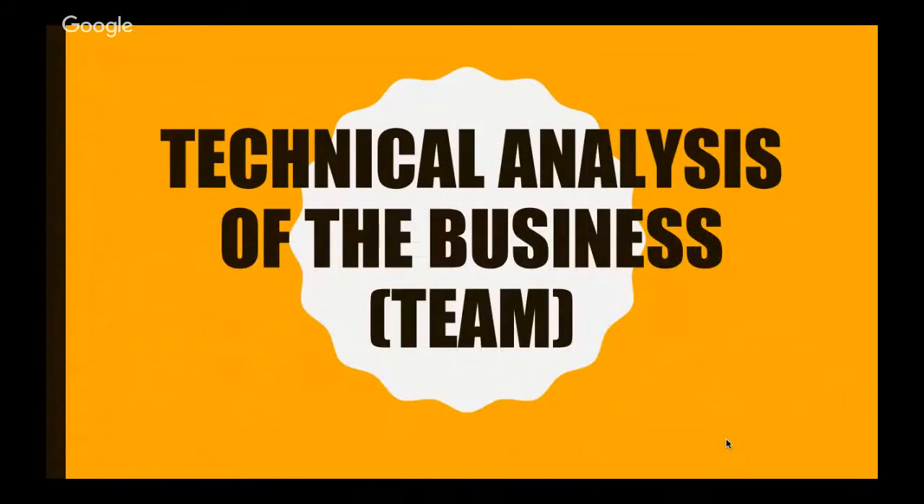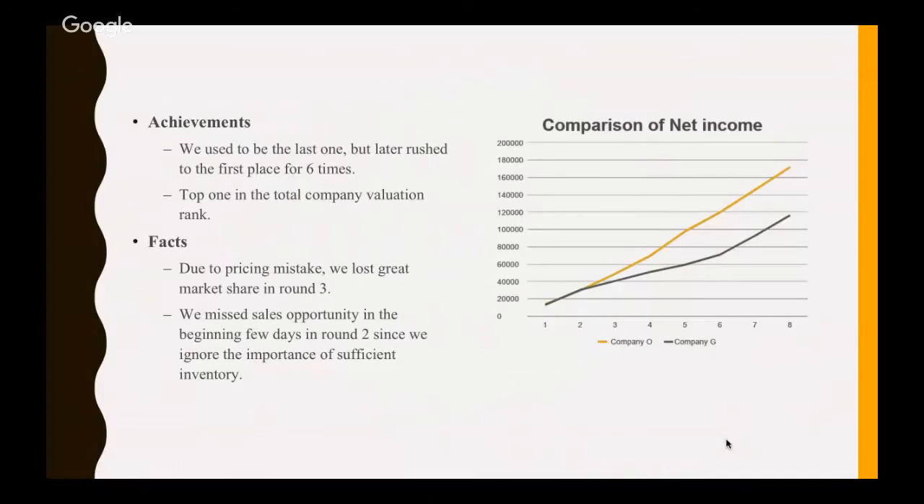In terms of technical and business analysis, generally speaking, in total 6 rounds, we used to be the last one, but later we rushed to first place 6 times. And finally, we reached top 1 in the total company valuation rank. However, we also made some mistakes. We lost a great market share due to a pricing mistake. Also, since we ignored the importance of sufficient inventory in round 1, we missed a sales opportunity in the first few days of round 2.